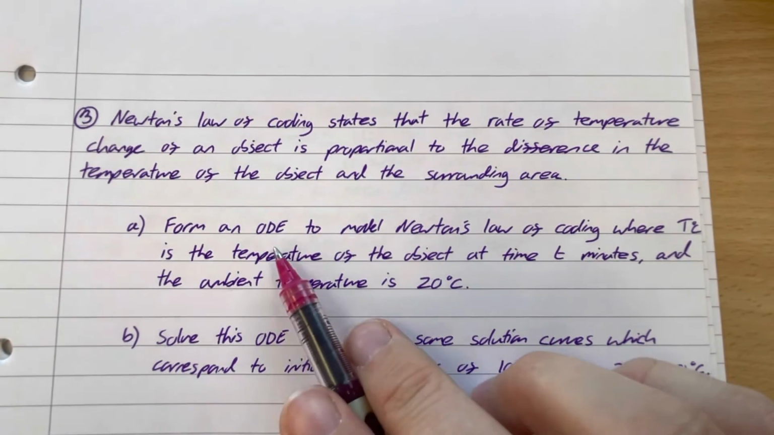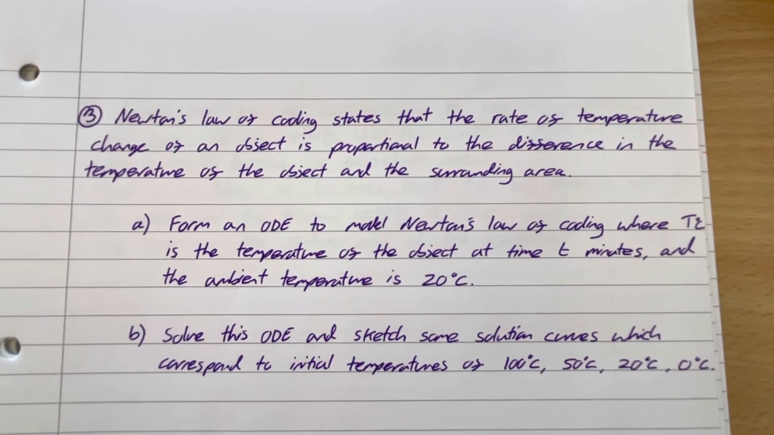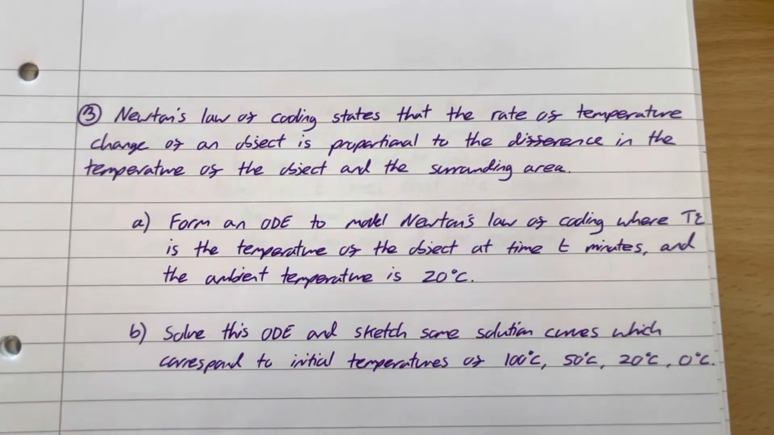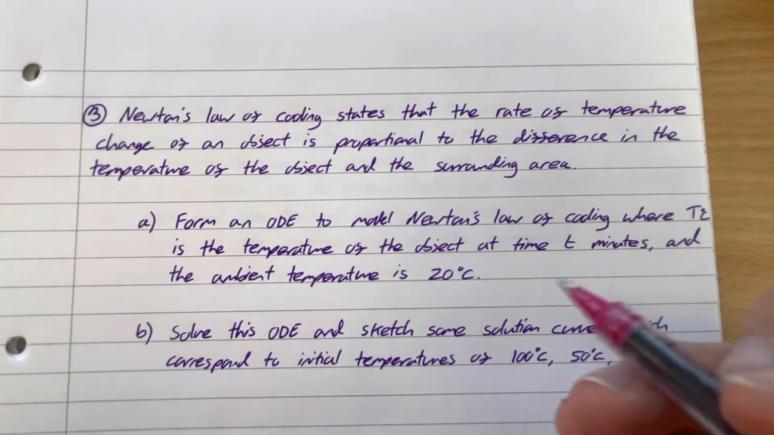That's what ODE is, ordinary differential equation, to model Newton's law of cooling, where T degrees Celsius is the temperature of the object at time t minutes, and the ambient temperature is 20 degrees. And then solve this differential equation and sketch some solution curves which correspond to initial temperatures of 100, 50, 20, and 0. Okay, so first of all, form an ordinary differential equation. So let's break down what's going on here.